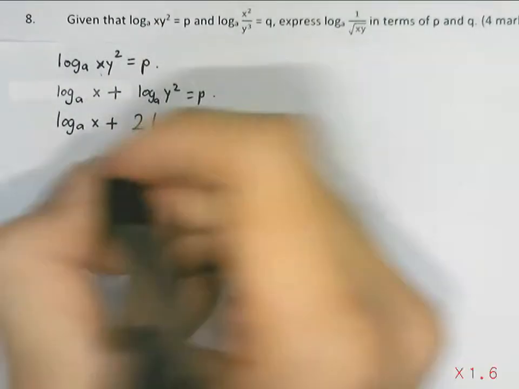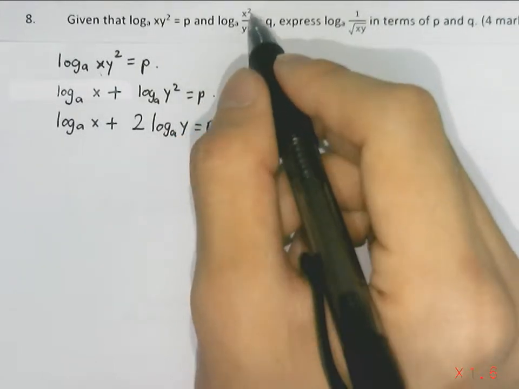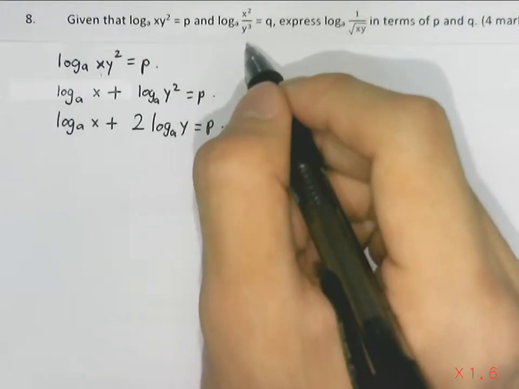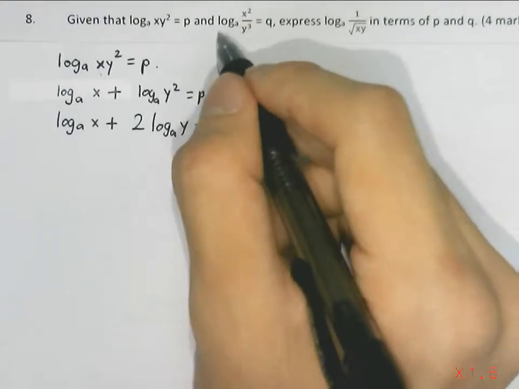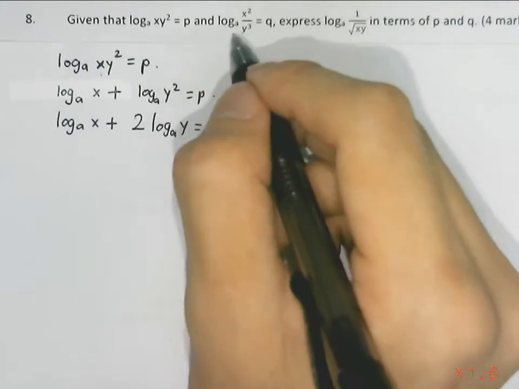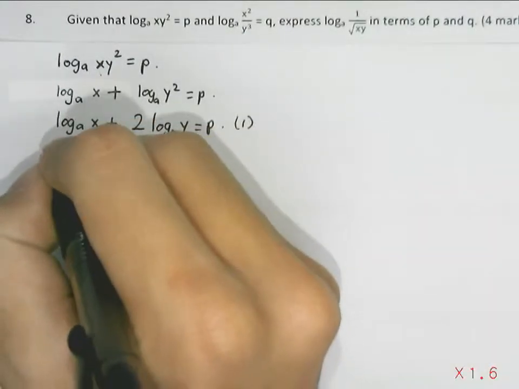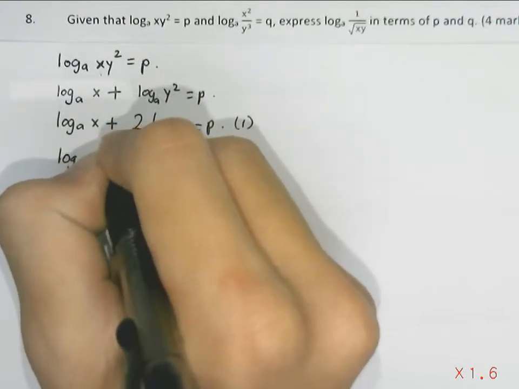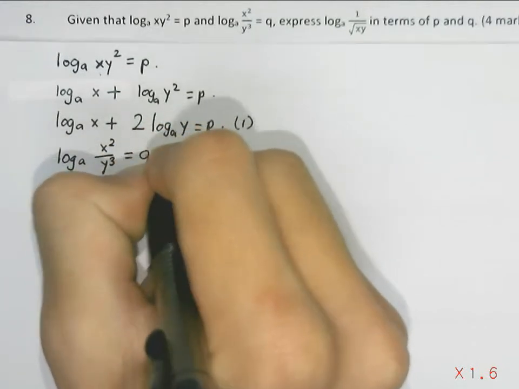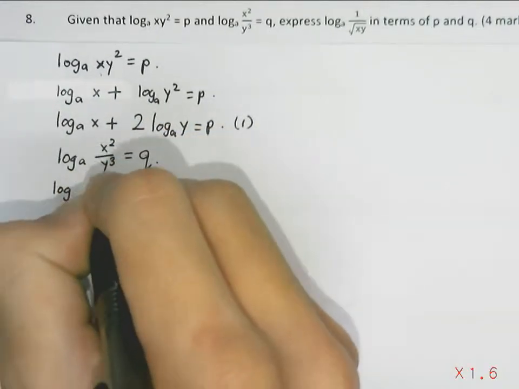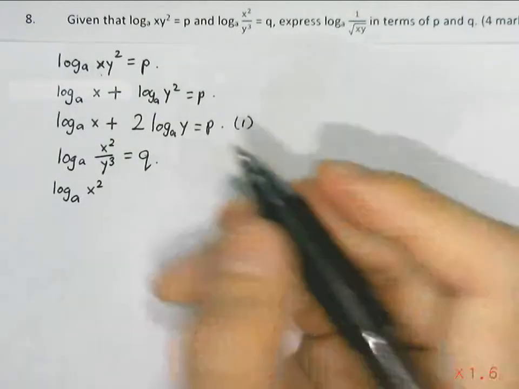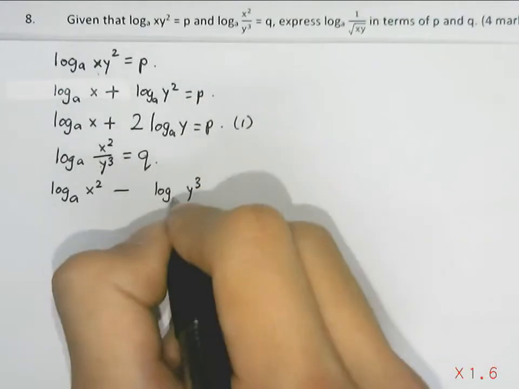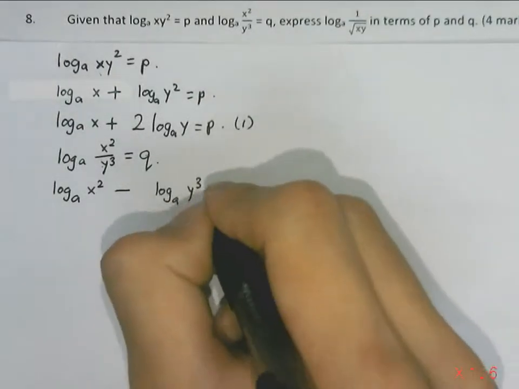So the second equation is similar, but this time around you see a quotient form. So something divided by something, x squared divided by y cubed. So quotient form, the logarithmic terms will be in the difference. So log x squared over y cubed base a equals to q. Log x squared base a difference, so minus log y cubed base a, and this equals to q.